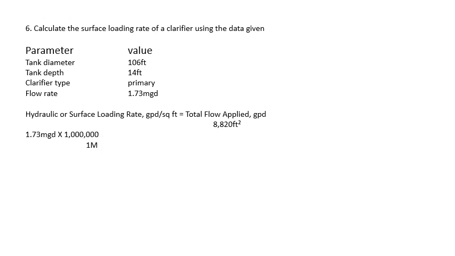We need to convert 1.73 million gallons a day to gallons per day. So you multiply it by a million over 1, so the million cancels out and you're left with gallons per day. You get 1,730,000 gallons per day. Put that in your formula, do your division. You're left with an answer of 196 gallons per day per square foot.